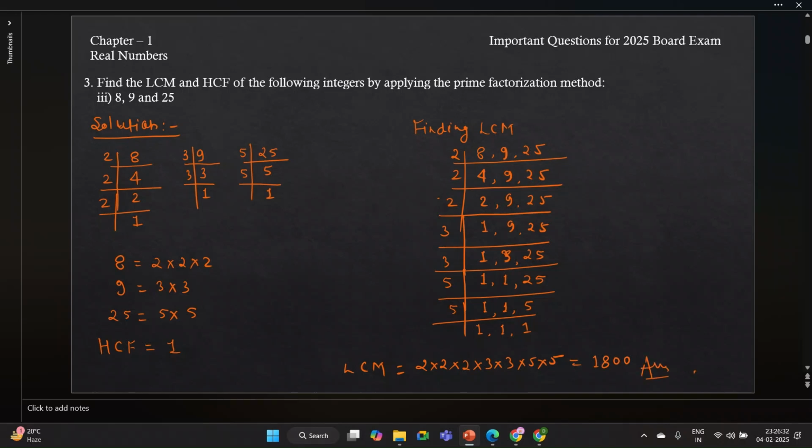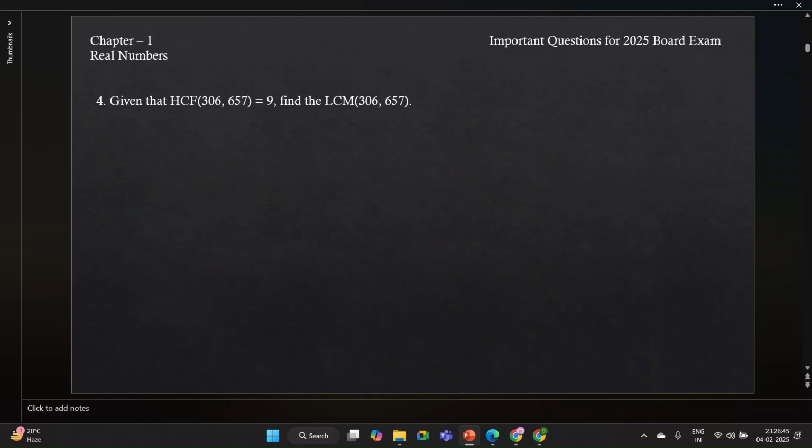So you can find out the LCM and HCF by this method. Okay, it's easy, all the questions are easy. Now we are going for the fourth one. So the fourth one is this one.